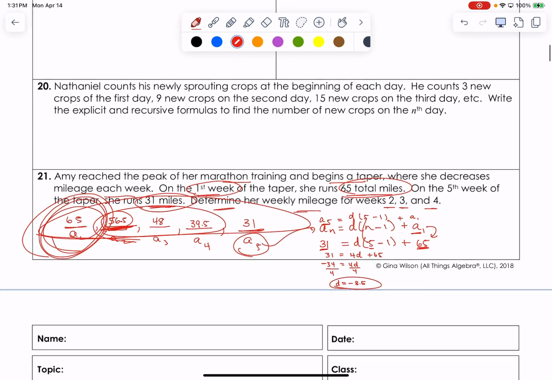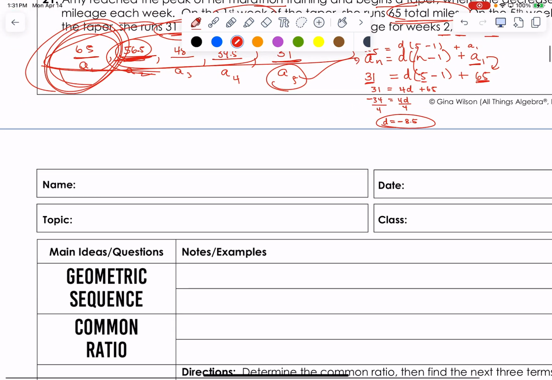When I was running in college, I ran around 80 to 90, and we never dropped more than 10. Nice flex.